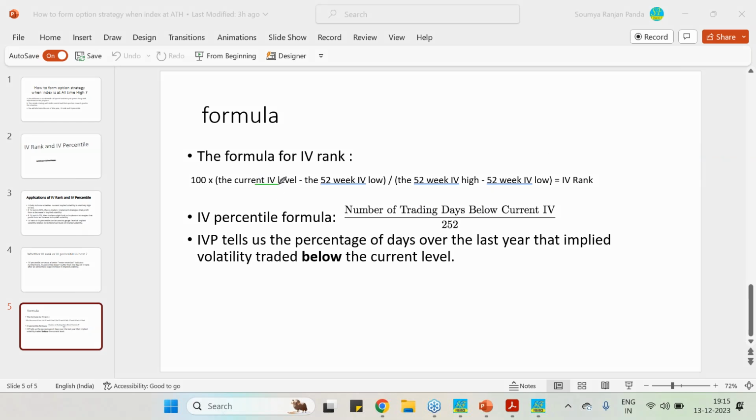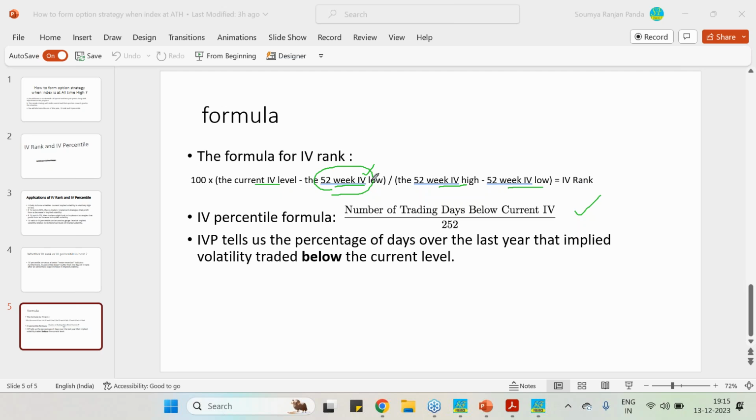What is the current IV level? The 52-week IV low, the 52-week IV high, and the 52-week low again. This is IV rank. IV percentile is again divided by this 252. The question comes here: this IV is for which strike's options? And that too for 52 weeks. Options have 3 months of life. From where will I get an option which has a 1 year life to calculate this IV rank? That is number one.